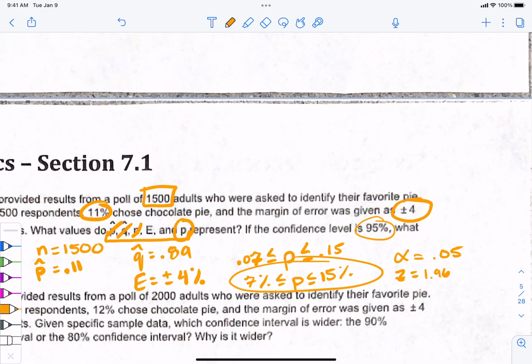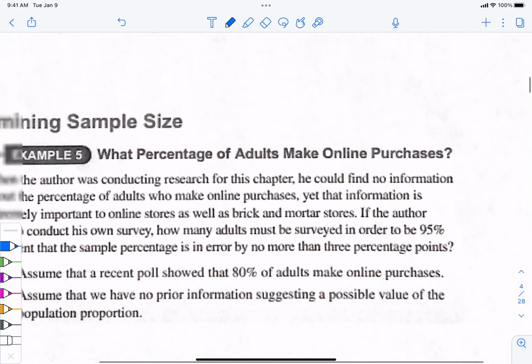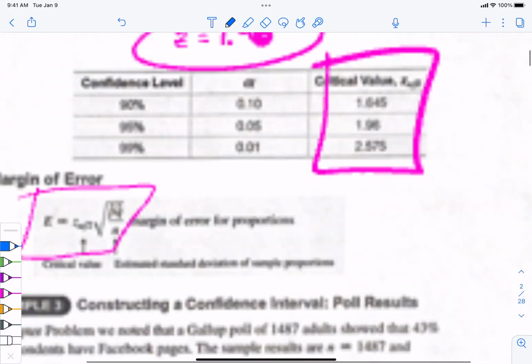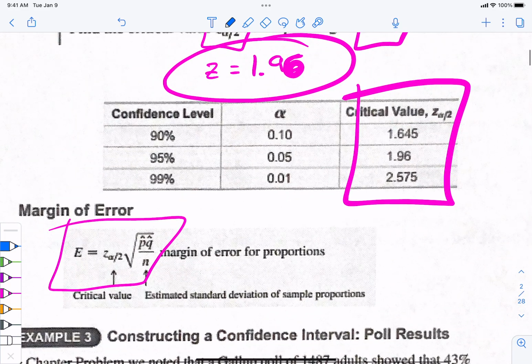To clear up any confusion, instead of them giving me the error, we're going to be calculating the error. So they gave us that it was 4%. We're going to be finding that percentage now, okay? All right, so here we go. That's the first thing we have to do on our notes. We use this formula to do it.